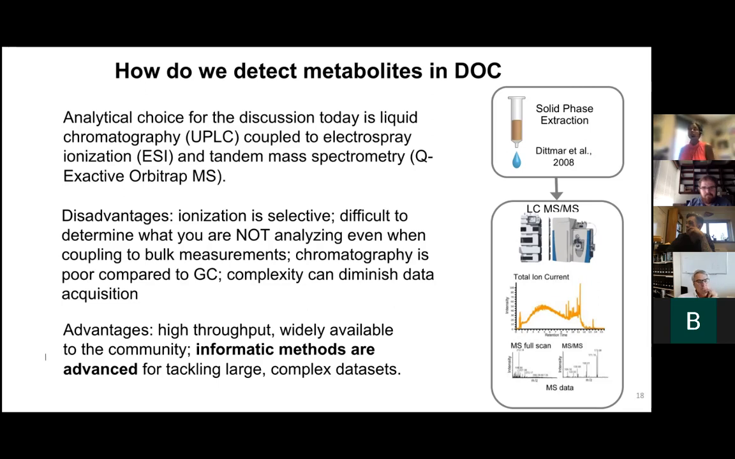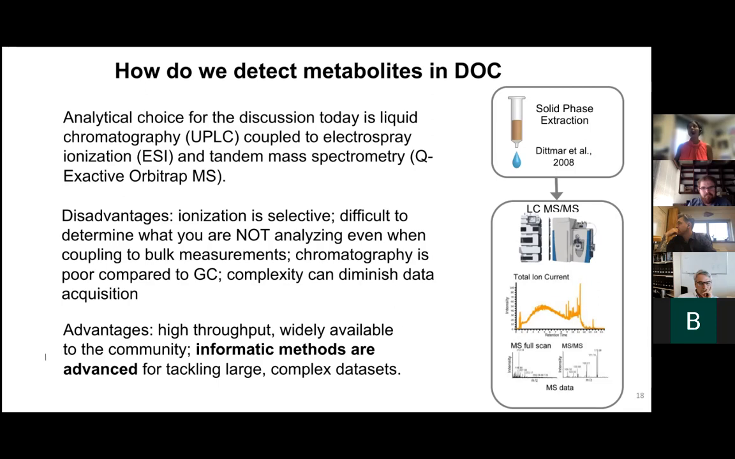And then the chromatography with liquid chromatography is not very good. So you don't get excellent separation of compounds, and that can complicate the data set because each compound influences the other. But the advantage is that it's really very high throughput, so we can do metabolite maps that match the 16S, 18S maps that we can also generate. It's widely available to the community, so it's a very accessible technique.